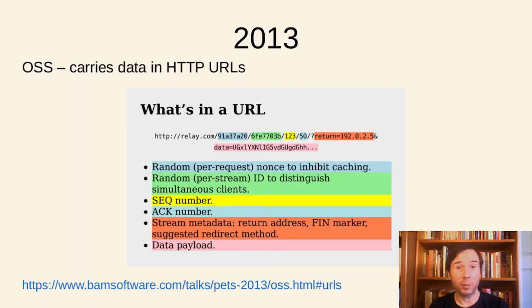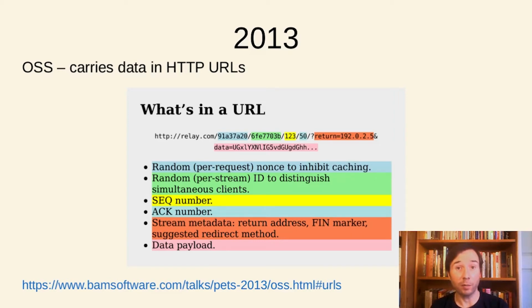Back in 2013, I was presenting a system called OSS. And OSS was based on the principle of smuggling information in HTTP URLs. I was presenting this visual, which shows the structure of an OSS URL. I want to call your attention to the part highlighted in green. That's the session identifier. That's just a random number generated by the client, and its purpose is to enable the OSS server to disambiguate the requests of potentially multiple clients simultaneously.